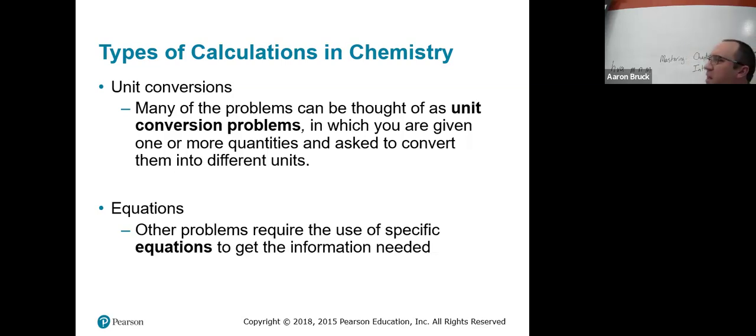The other type of calculation in chemistry is the equation problem. In the equation problem, you have to use some kind of specific equation to figure out what you're trying to know. So if I want to know how much energy is being generated by this chemical reaction, I'm not going to be able to do so using a unit conversion. I'm going to have to use an equation and integrate my experimental data into that equation.